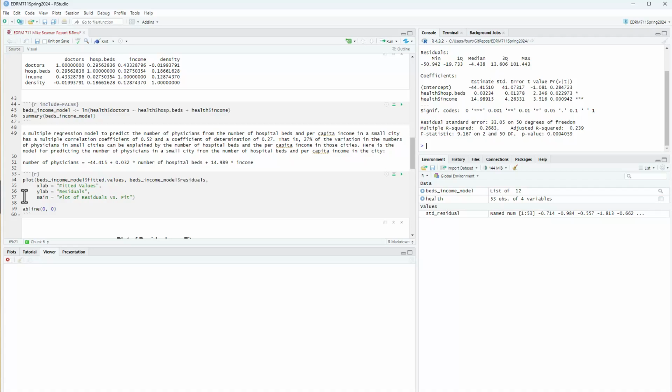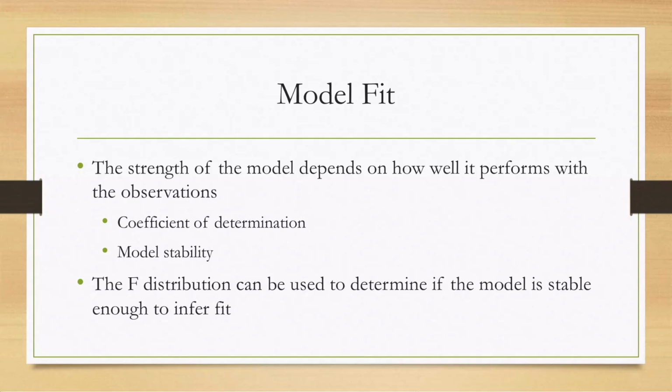Because this is a sample model. It is not the population. It's an estimate of the population model. So that's what this topic of model fit is all about. So we already know the coefficient of determination, but the F distribution is what we use to see if we can make inferences. Is the model stable enough to infer fit?